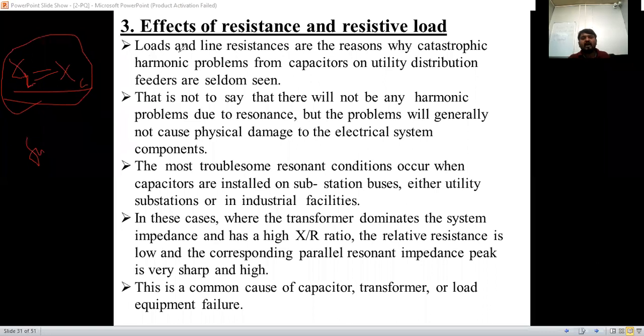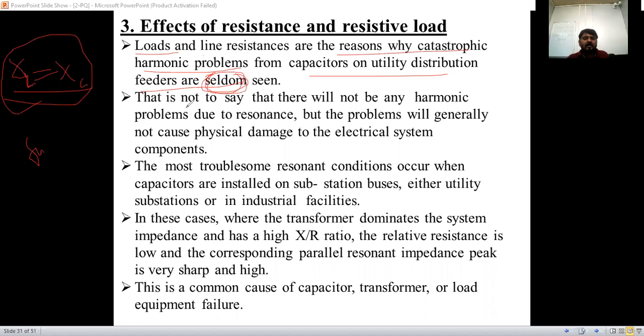Loads and line resistances are the reasons why catastrophic harmonic problems from capacitors on utility distribution feeders are seldom seen. Seldom means not common, that is, rarely seen.